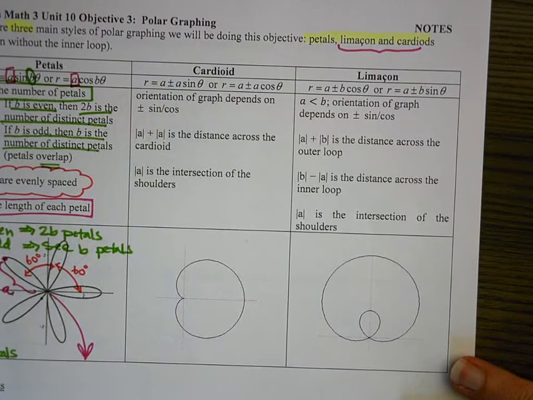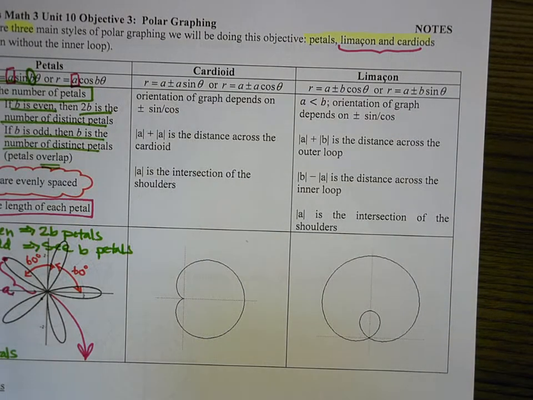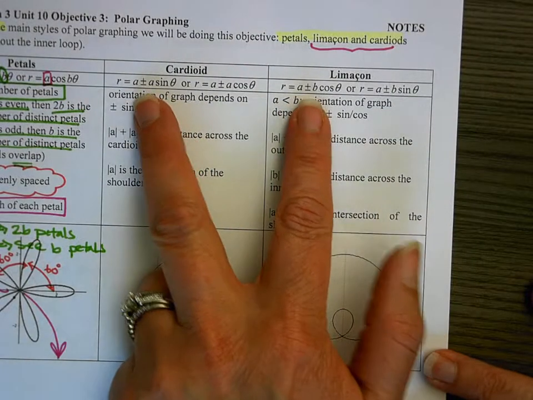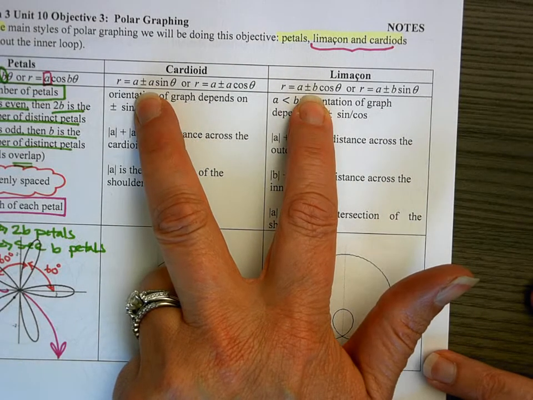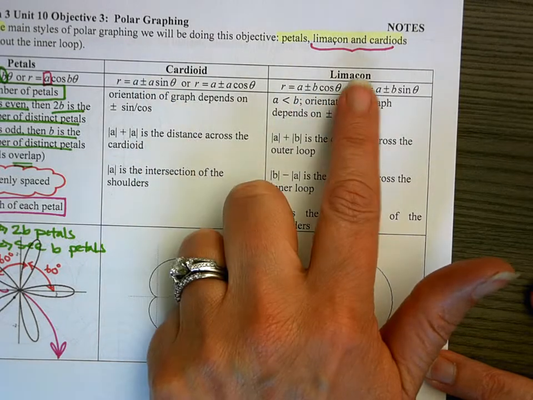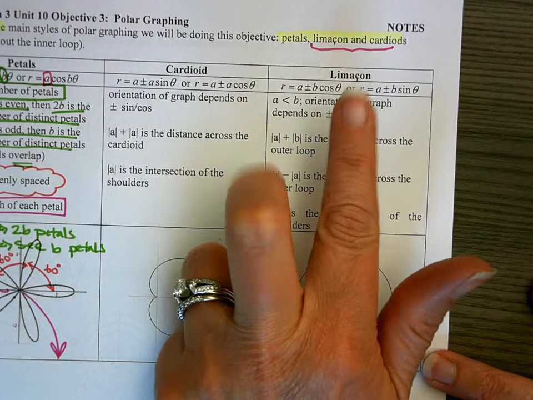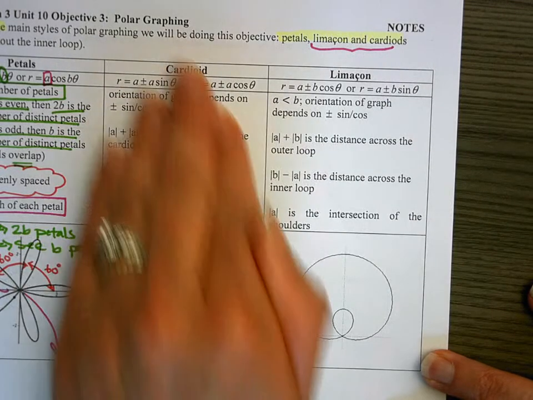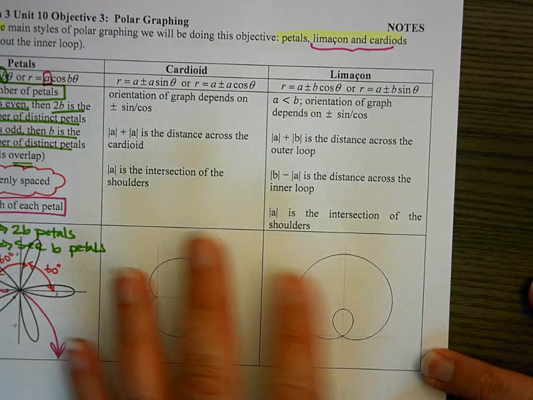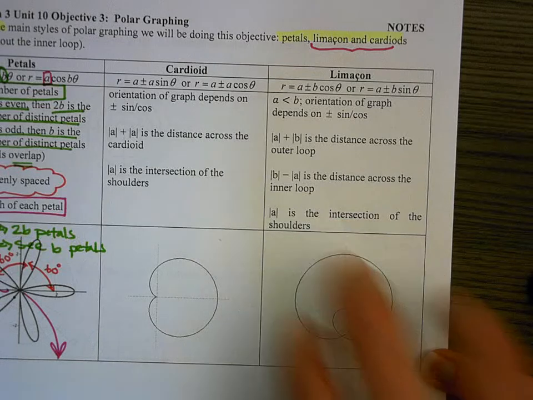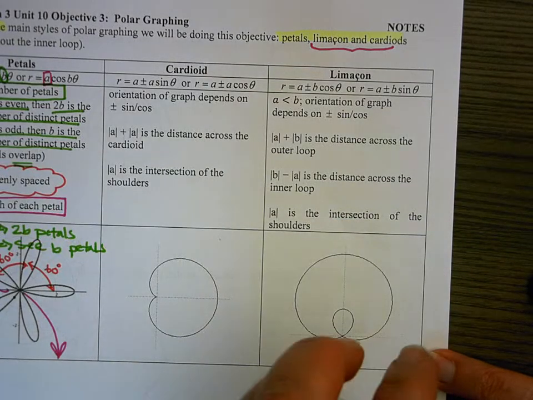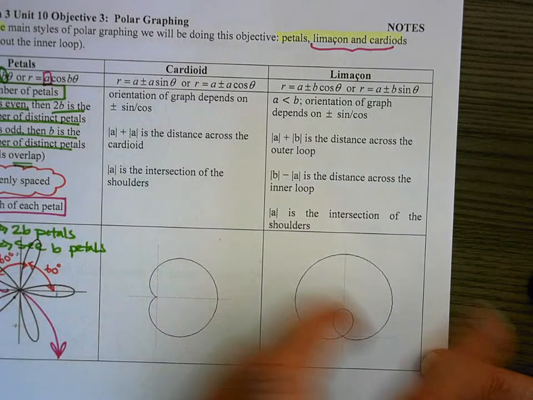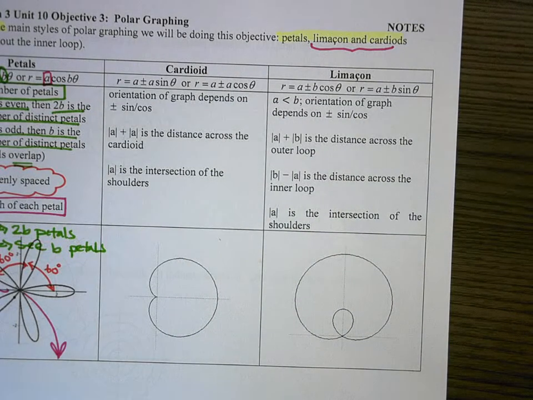So how do you know if you have a cardioid or a limacon instead of just a pedal graph? The difference here is whether or not you're adding or subtracting. If you're working with the limacon in general, you can really just learn how to graph a limacon, and then a cardioid naturally falls out of that. So your focus should be on how to graph a limacon. We're going to start with that one first, because if you can graph a limacon, then you can graph a cardioid exactly the same way. You don't have to learn anything extra for a cardioid.